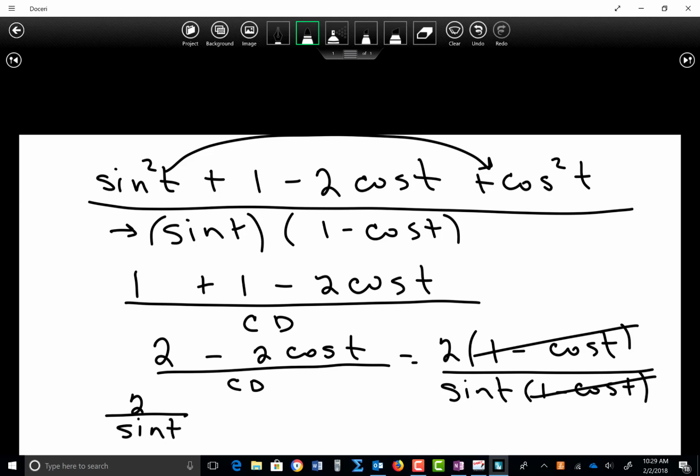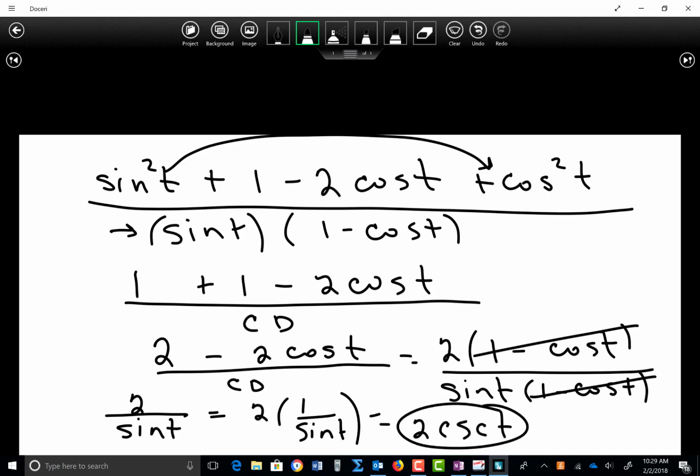And 1 over sine t, so this is 2 times 1 over sine t, is actually cosecant, so I would have 2 cosecant t. And that would be simplified, and that's an example of one that you could simplify by using addition and subtraction. So again, when you have two things with different denominators, you want to go through and find a common denominator, and then you're going to compare the old denominator to the new denominator and see what's left to multiply by the numerator, and then you're going to simplify. So these are probably some that you're going to need practice with.